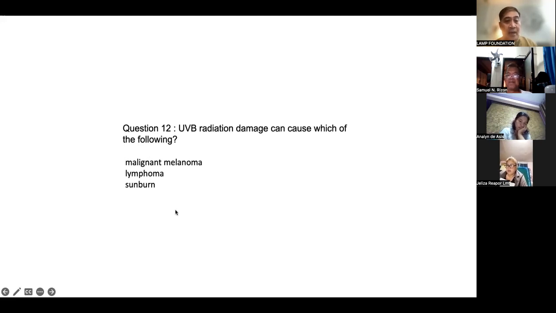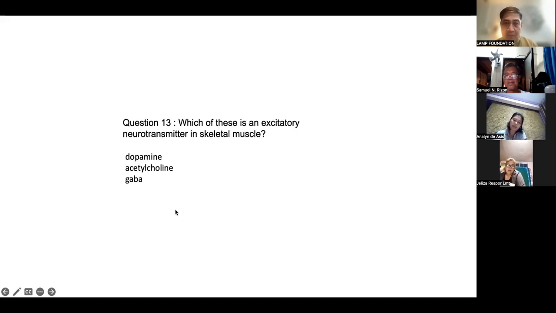Ultraviolet B radiation damage can cause which of the following? Lipoma or malignant melanoma. Malignant melanoma. Which of these is an excitatory neurotransmitter in skeletal muscle?